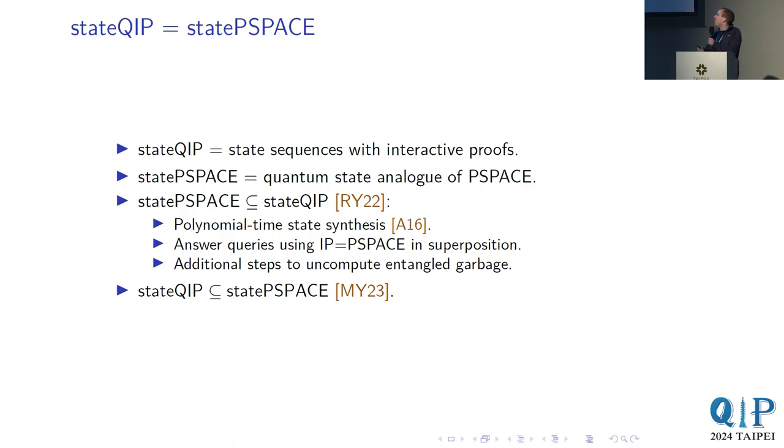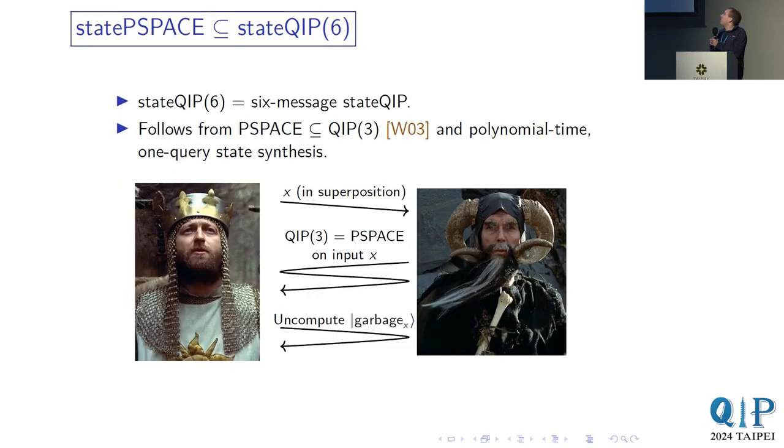So now the punchline to all this. In this paper, I show that you can do state PSPACE in state QIP with a constant number of messages, specifically six messages. The proof of this is basically the same as my and Ewan's proof of state PSPACE in state QIP, except now instead of reducing to Aaronson's protocol where you grow the state one qubit at a time, you reduce to the one query state synthesis algorithm from this paper and answer the query in superposition using the QIP3 equals PSPACE protocol. And this gives you six total messages.